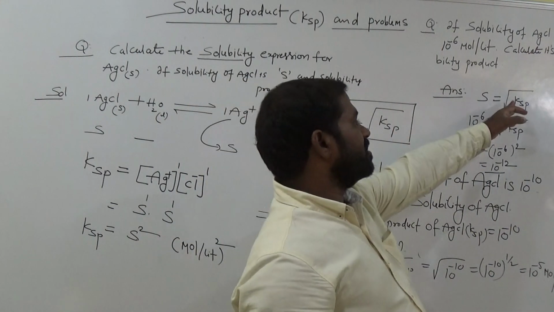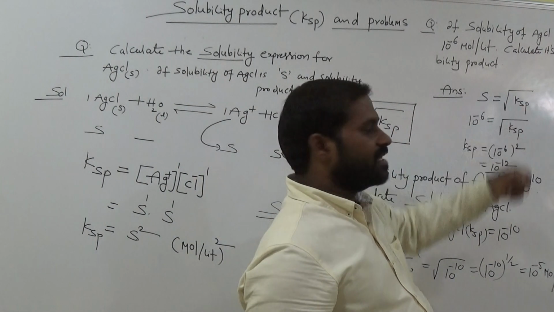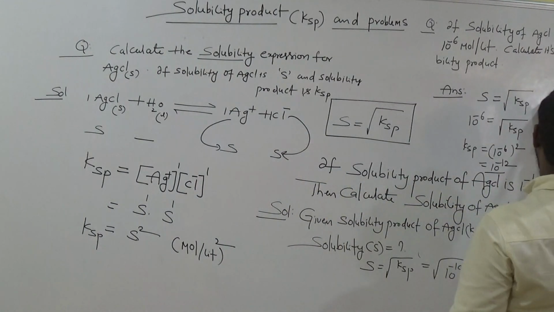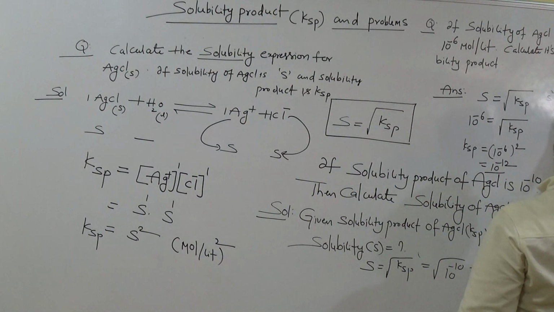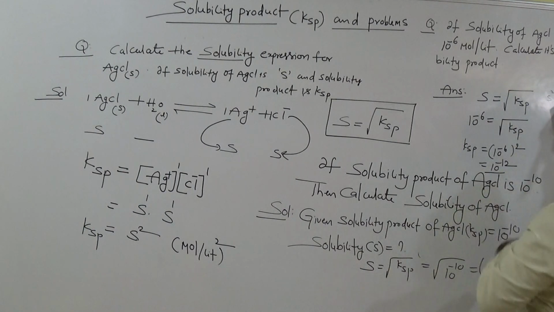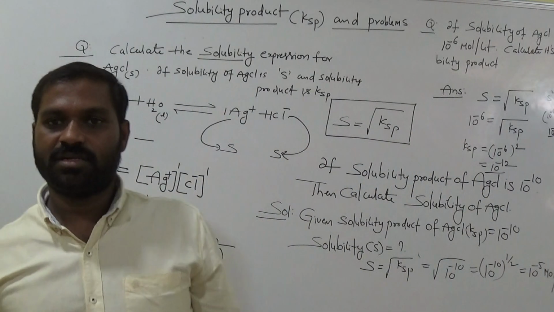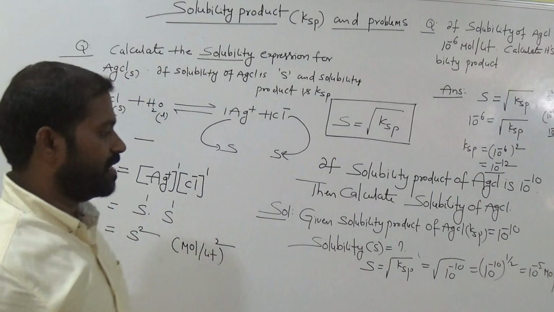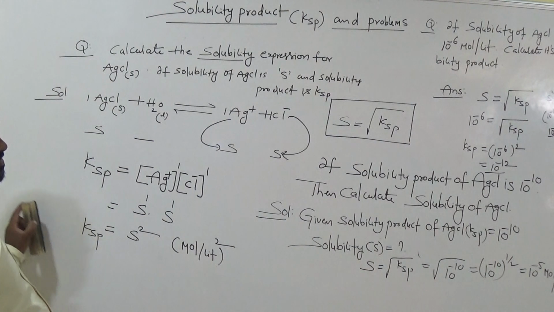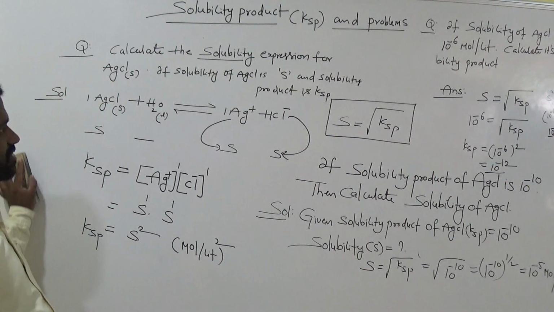Squaring on both sides, what happened? Simple. S square is equal to Ksp, am I right? So what is the given value of S? 10 power minus 6 whole square, that is Ksp, that is 10 power minus 12. Is it clear, all of you? Everyone? Is there any doubt? Can I rub this?